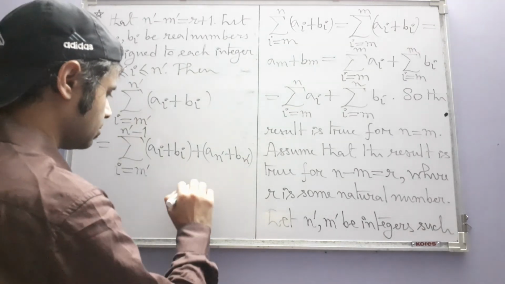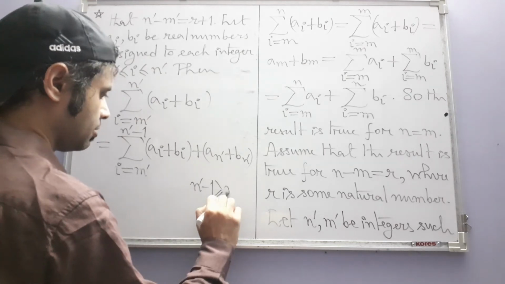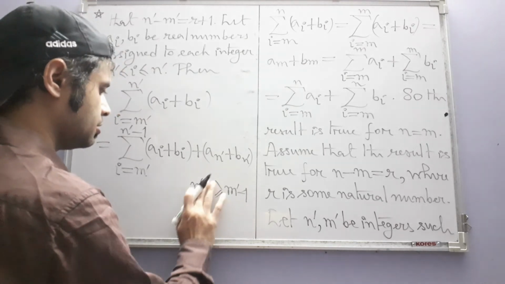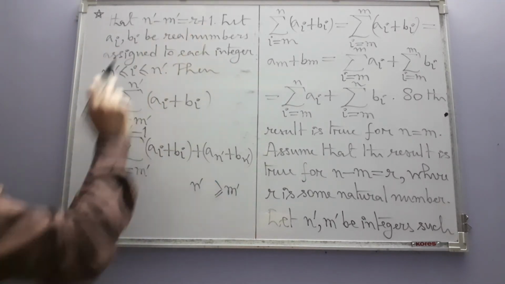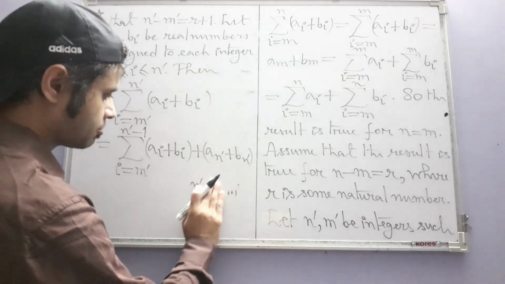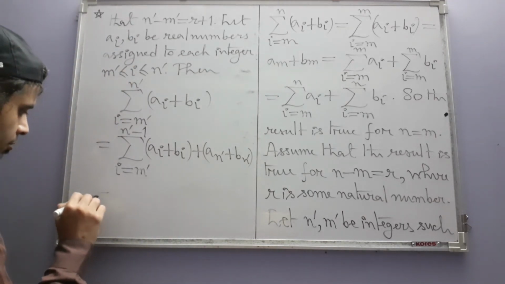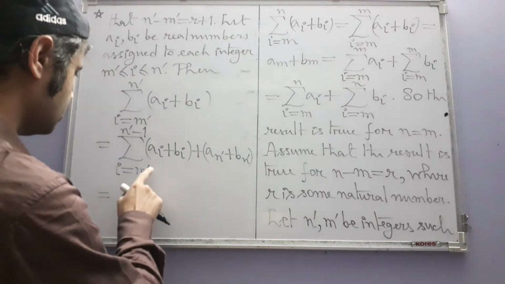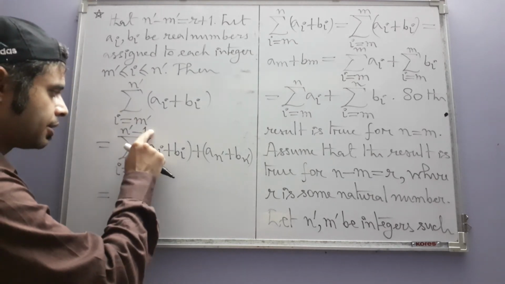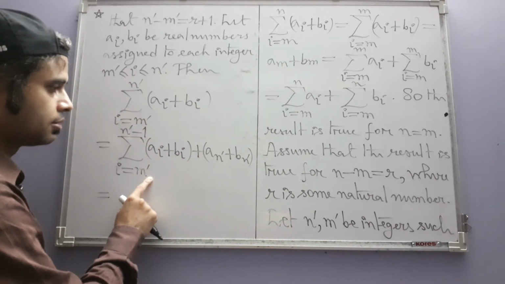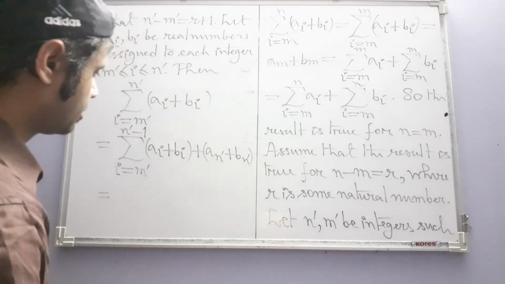Also make sure that you can do that actually. This must be greater than or equal to the lower limit minus 1, which is okay, and it is true because we have this n prime is greater than or equal to m prime. In fact, it is strictly greater than m prime. Okay. Now this is where you can apply the induction hypothesis. Why? Because here the upper limit minus lower limit is equal to r, and that is the case where you can apply the induction hypothesis.